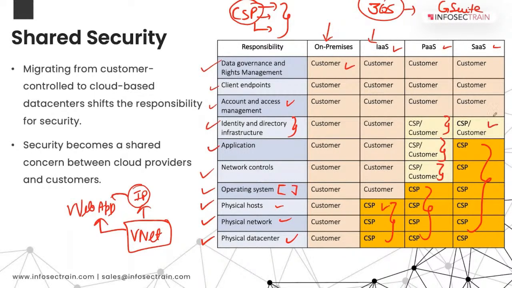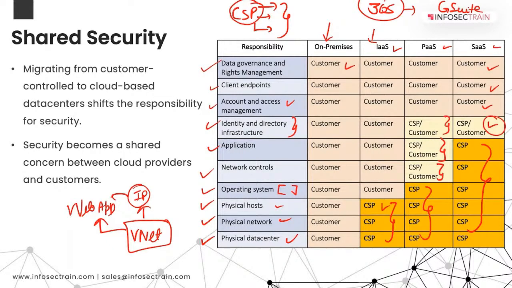Now, you will be a bit worried about identity and the infrastructure. So you will be defining who should be getting the access, when they should be getting access, and all these kinds of things. While account and access management, client endpoint, and your data governance and rights management will still fall with you. So this is from the security responsibility point of view. These are the shared responsibility. And in cloud, security is a shared responsibility. So this thing you always have to keep in mind: security is a shared responsibility itself.